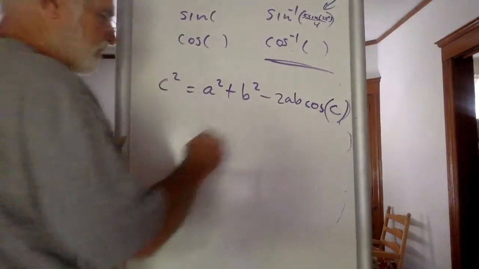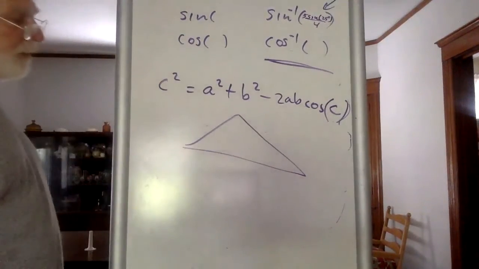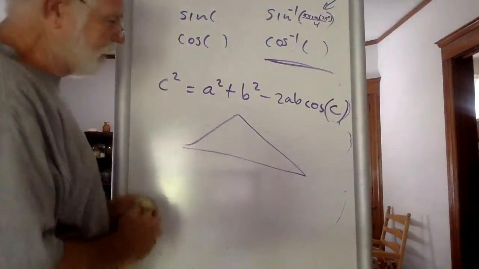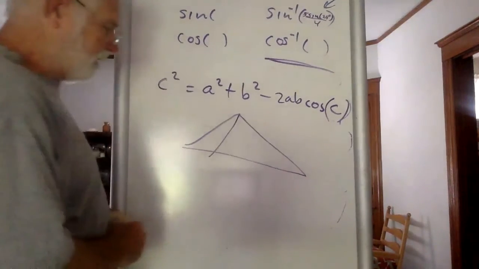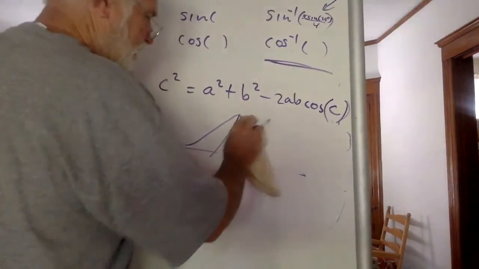Let's see, how can I do this? That better? Yeah, that's better. Well, it still looks like a right triangle. I'm terrible at this. Here we go. Bam! That's better. All right, there we go.